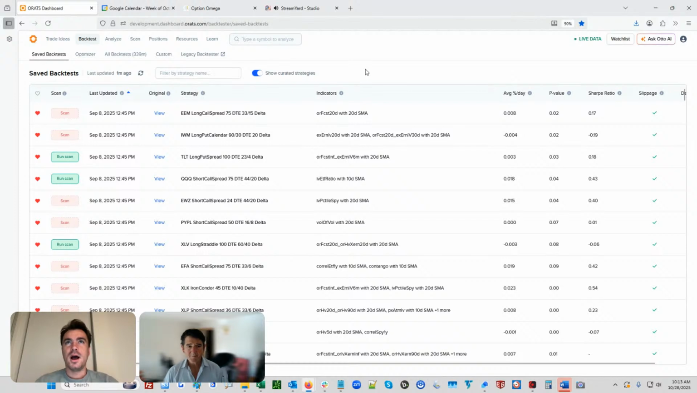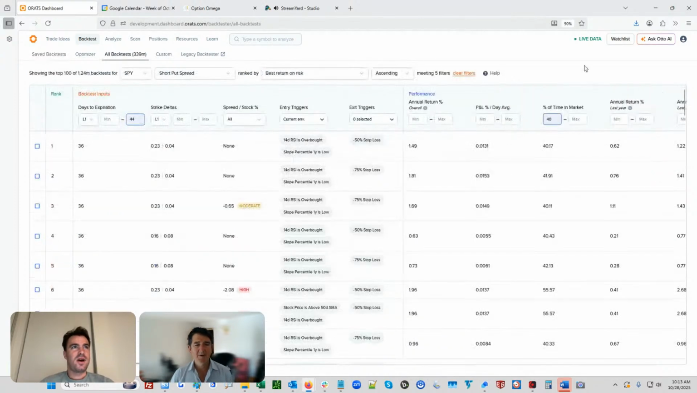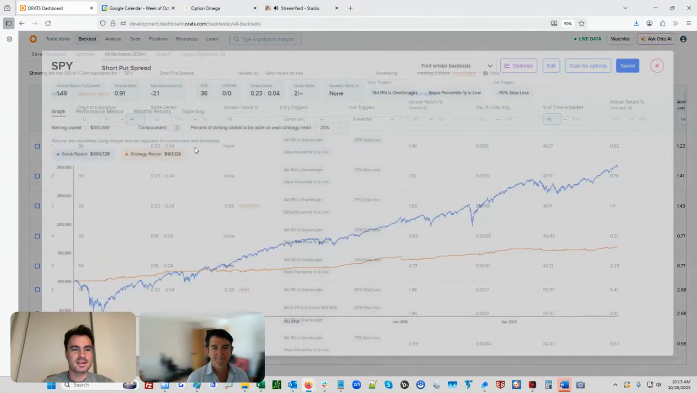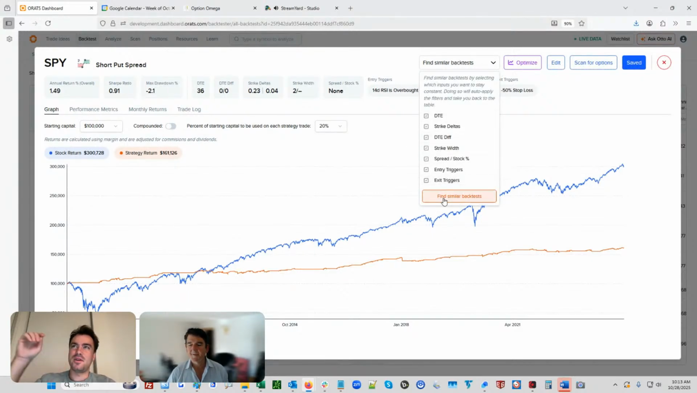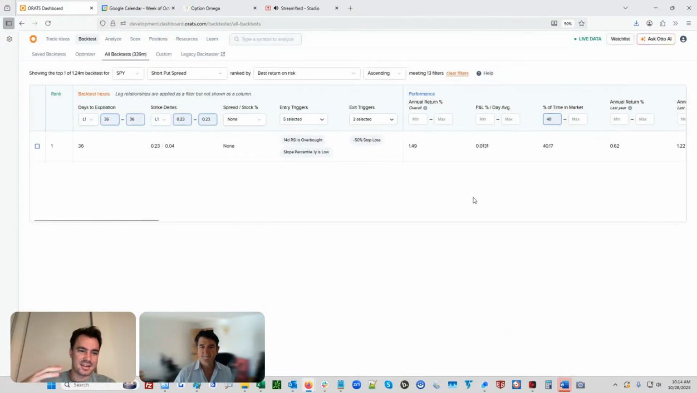Yeah. Let's go back to the backtest finder. I want to point out some more cool stuff that we have in that tool before we start scanning. We have an interesting feature called Find Similar Backtests. So if you click on the backtest details, it's in the top right. It allows you to basically plug in all of those inputs into the backtest finder table to find things that are very close to that backtest.